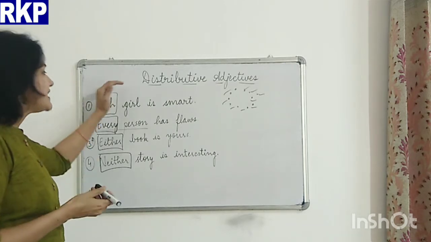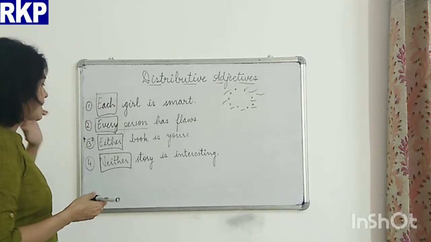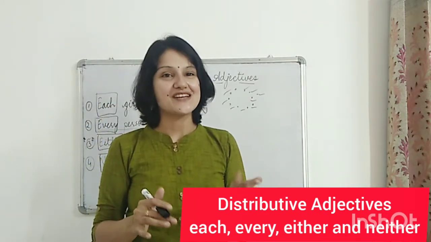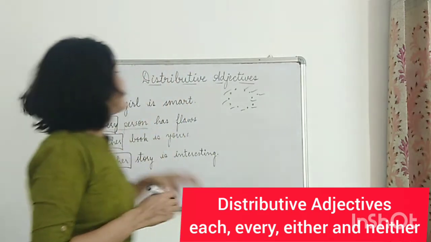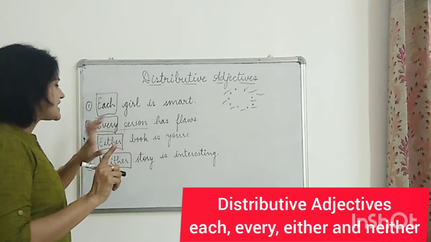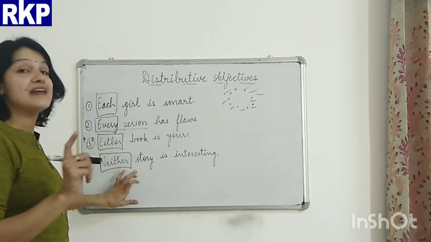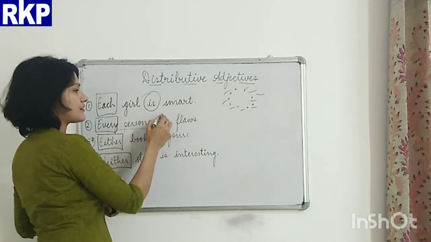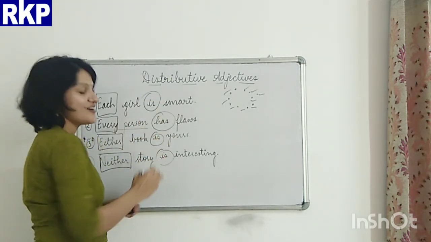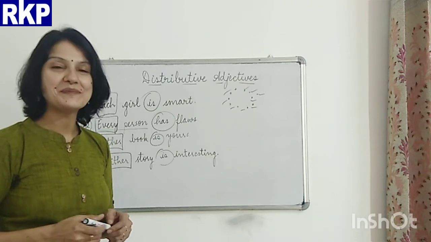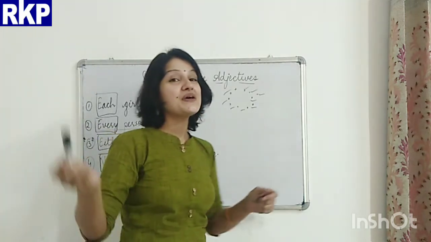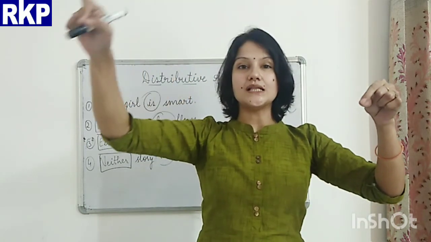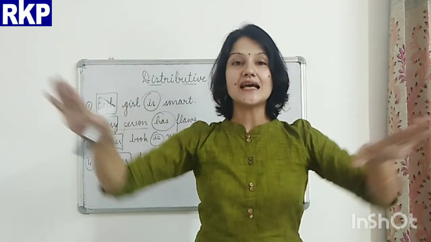Okay, so these are each, every, either, neither, they all are distributive adjectives. And one more thing, whenever we use each, every, either, neither, we always use singular form of verb, right? As I told you, because we are talking about individuals, right, in a group.